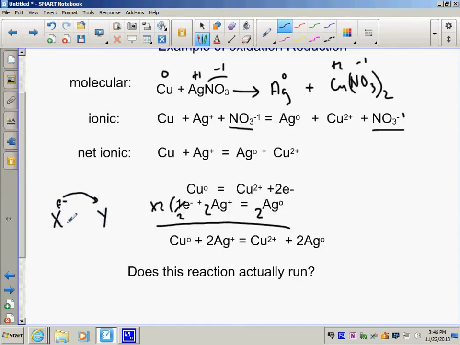Maybe X really wants to get rid of that electron, but Y doesn't want it, but it's being forced to take it. Or maybe X really doesn't want to get rid of the electron, but Y wants it badly, so it takes it. Or maybe a situation where X really wants to get rid of the electron, Y really wants to take it, so it's a great benefit to both sides. That being said, everything has an ability to accept or get rid of electrons, which we call an electropotential.